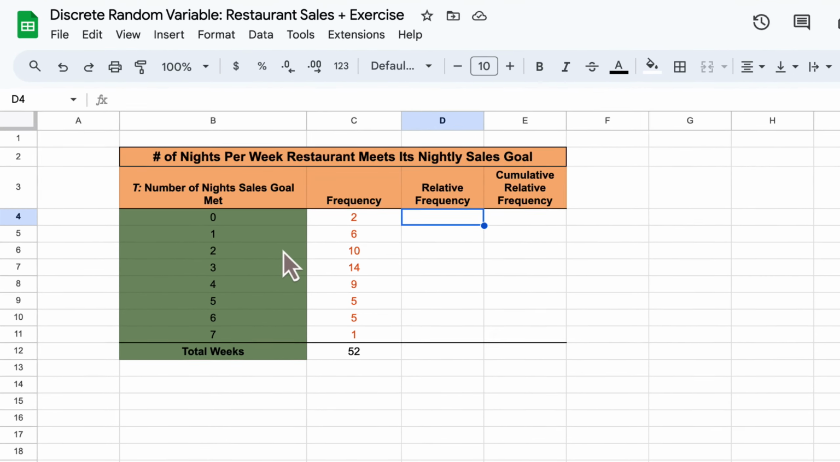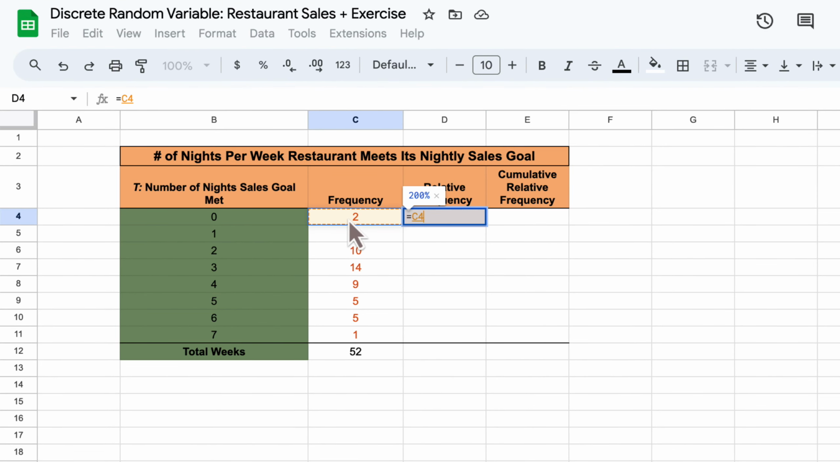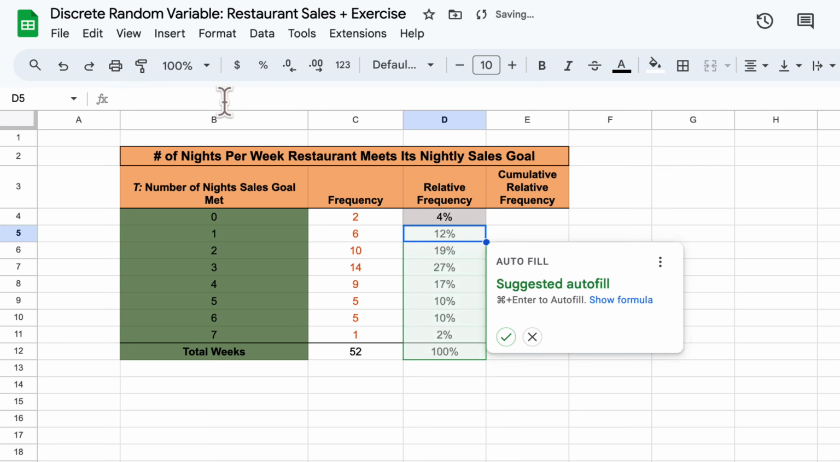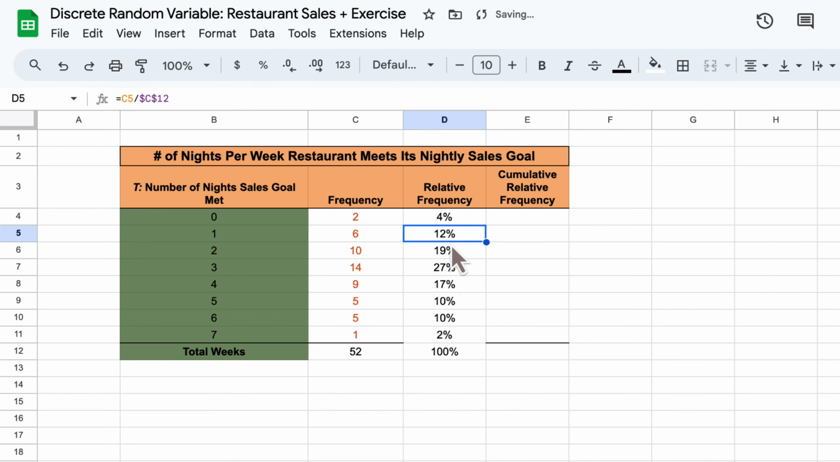So here's what we do. Just like we've done in the past, we're going to take the frequency and then divide by the total. In this case, the total is 52. Now, normally what I would have done with you is I would go on up and look in the formula bar, and I would put $C, $12, and that would anchor my values. And by anchoring the values, I would not be floating where I don't want to float. Everything's being divided by 52.